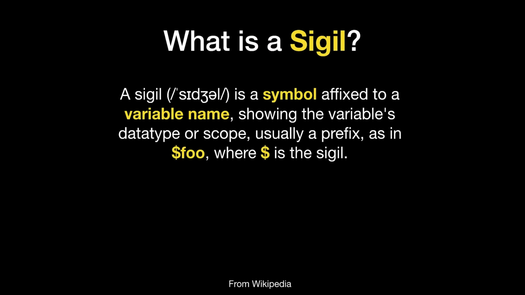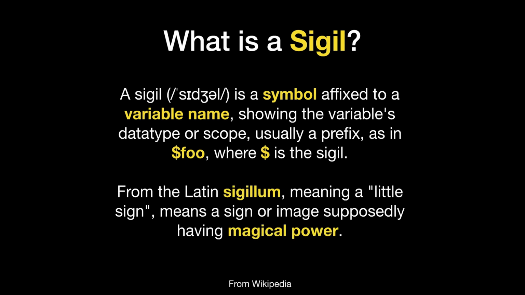So, what is a sigil anyway? A sigil is a symbol affixed to a variable name, showing the variable's data type or scope, usually a prefix, as in $foo, where $ is the sigil. This is a definition from Wikipedia. It actually comes from the Latin sigillum, meaning little sign, a sign or image supposed to have magical powers.